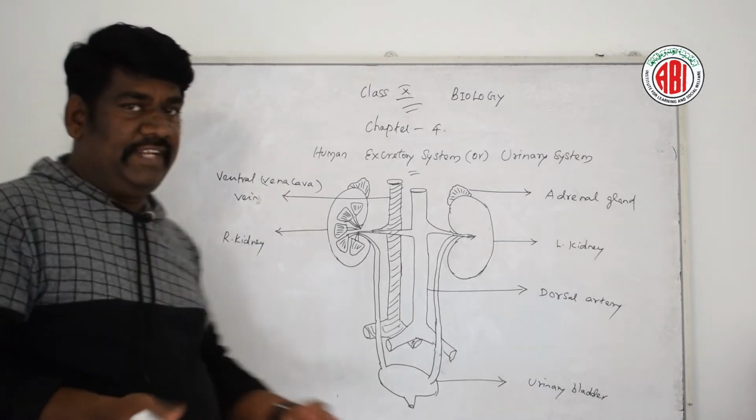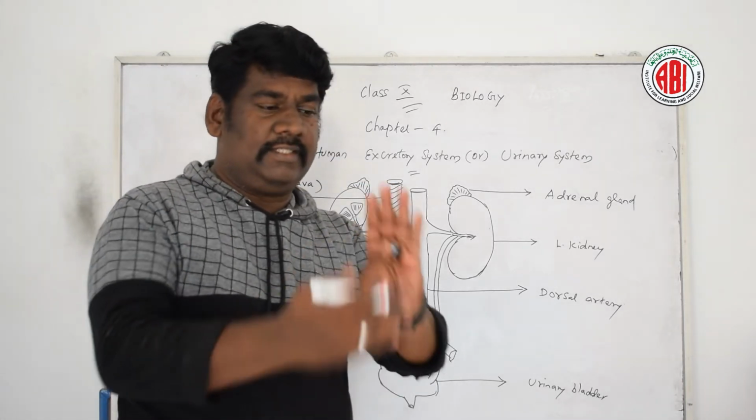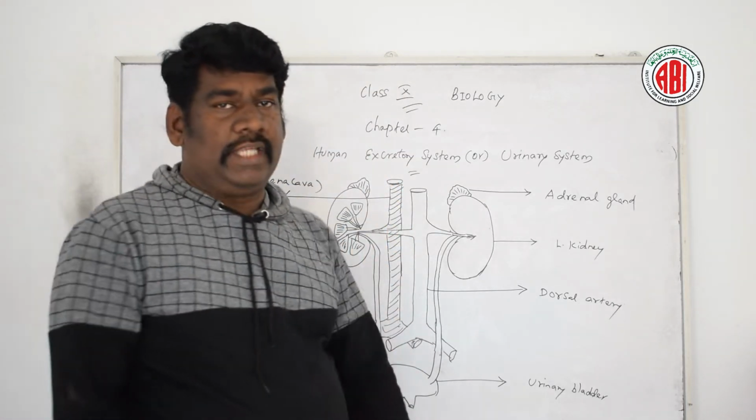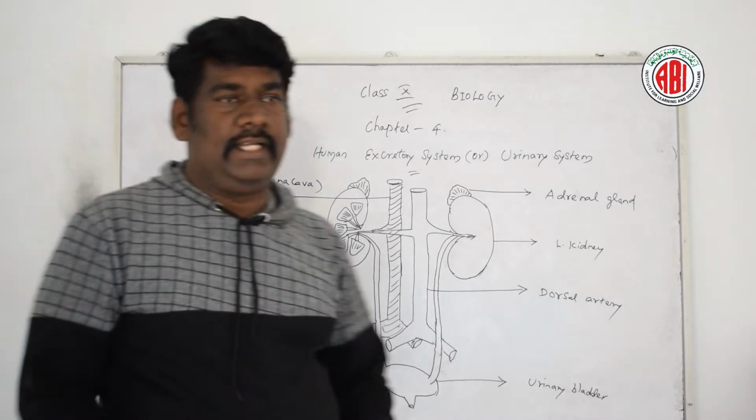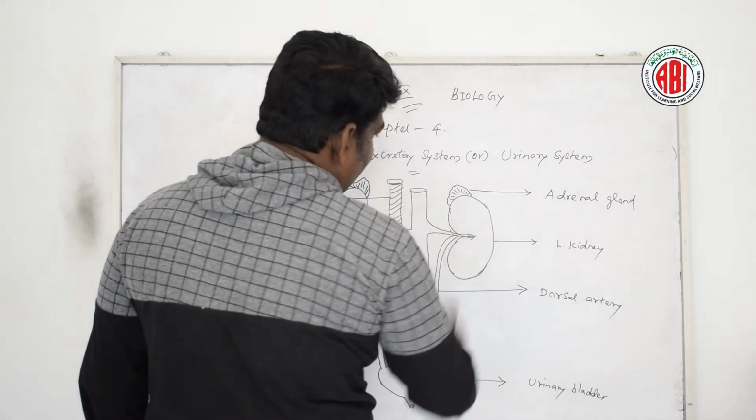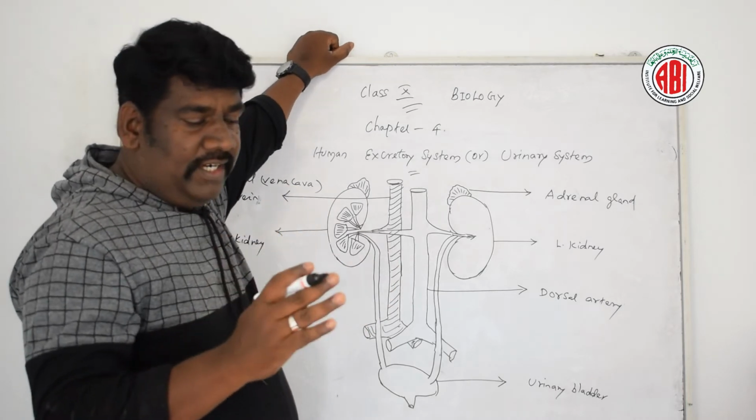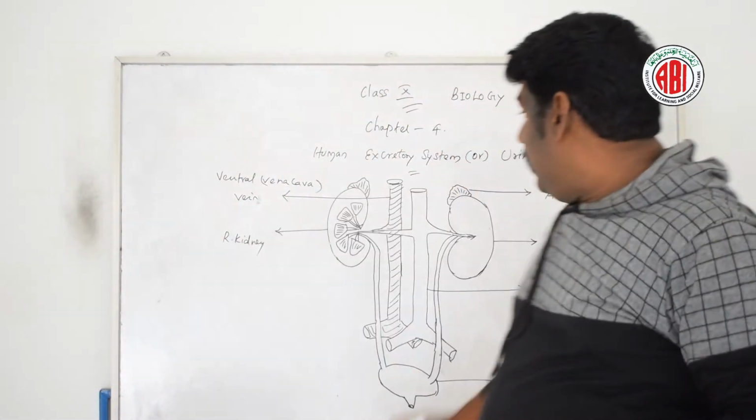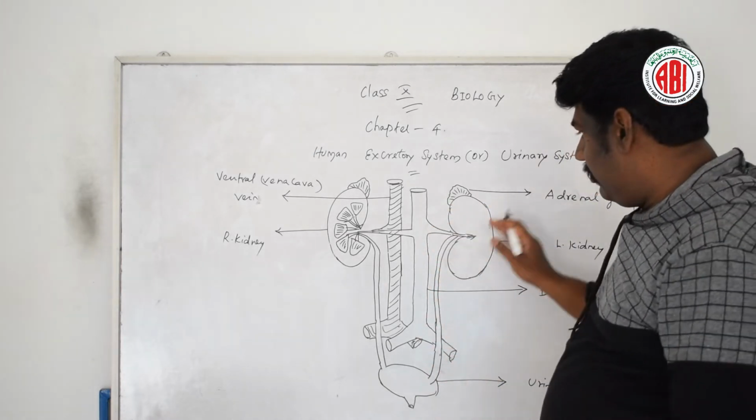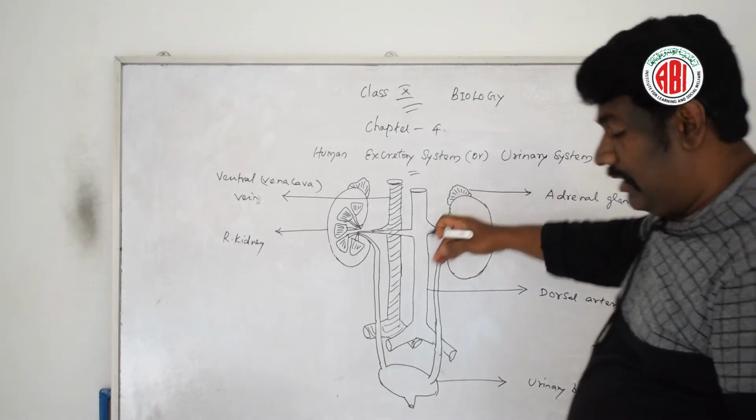Ventral vena cava or ventral vein. One is ventral, the other is dorsal. So two structures are done. Dorsal is on the surface, ventral at the back side, behind this. Now let us write the other parts. Talking exclusively about the structure of kidney, we can notice different positions: one on the surface, one in the middle, and one totally interior.